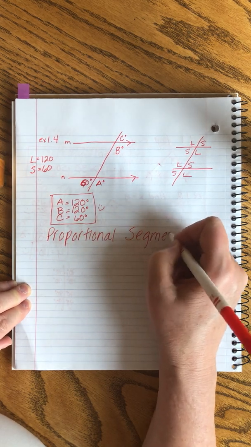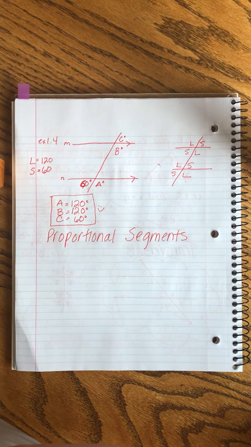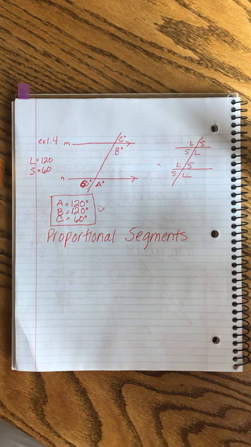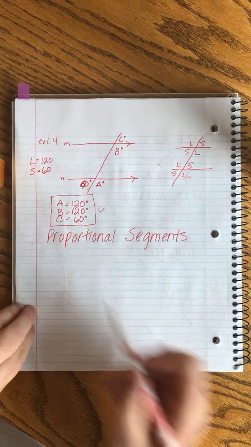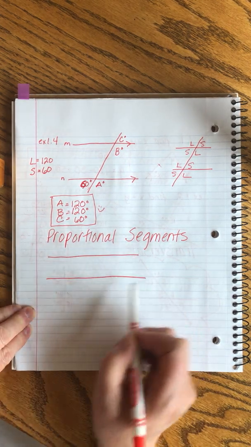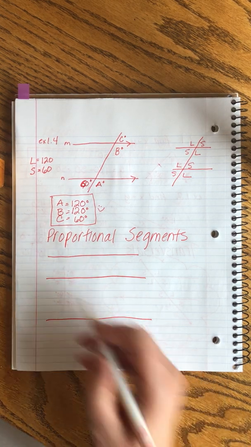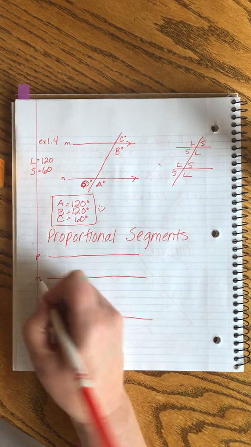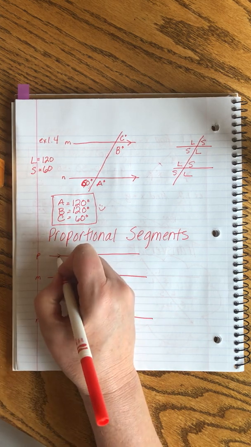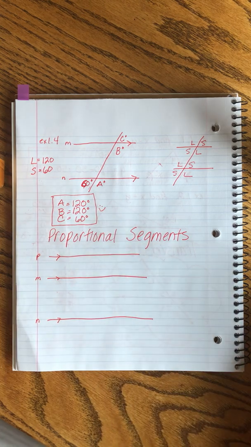Proportional segments. We take our transversal diagram and we change it up just a wee bit. This time we're going to draw 3 lines. They don't have to be equally spaced. That's not required at all. John puts letters in and he puts these markers in to show again that they're parallel.